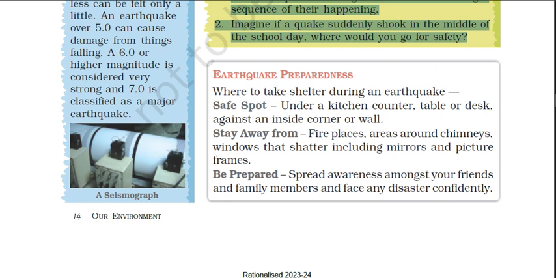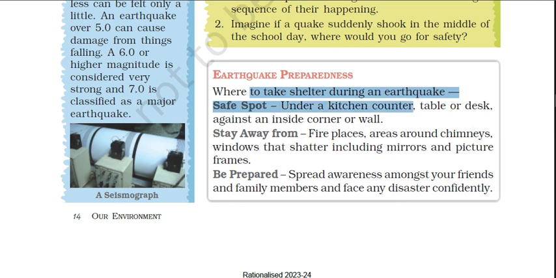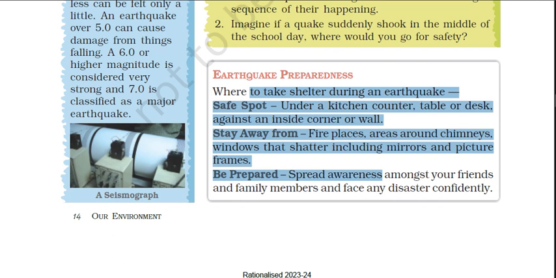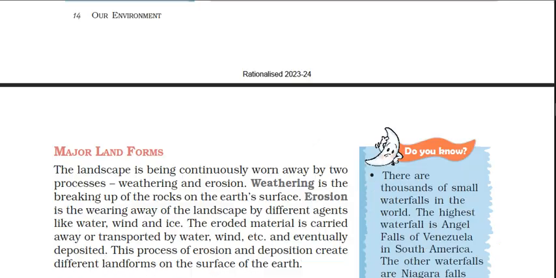Earthquake preparedness. Where to take shelter during an earthquake? Safe spot: under a kitchen counter, table, or desk, against an inside corner or wall. Stay away from fireplaces, areas around chimneys, windows that shatter, including mirrors and picture frames. Be prepared. Spread awareness amongst your friends and family members and face any disaster confidently.